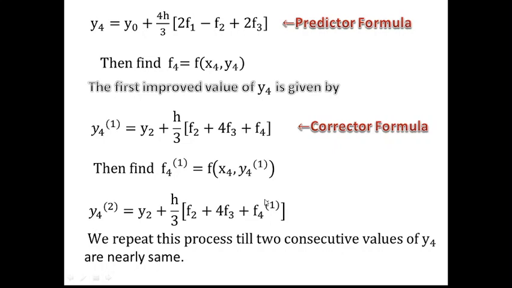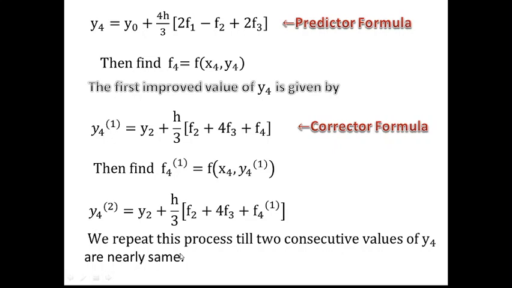The latest calculated value, the recent calculated value of f4, is to be used. So now after y4^(1) we will have f4^(1). So this is to be used in this corrector formula. That gives the second modified value of y4. Again we will compare y4^(1) and y4^(2). If they are the same, then the procedure is complete. Otherwise, we will repeat this process till the two consecutive values of y4 are nearly the same.